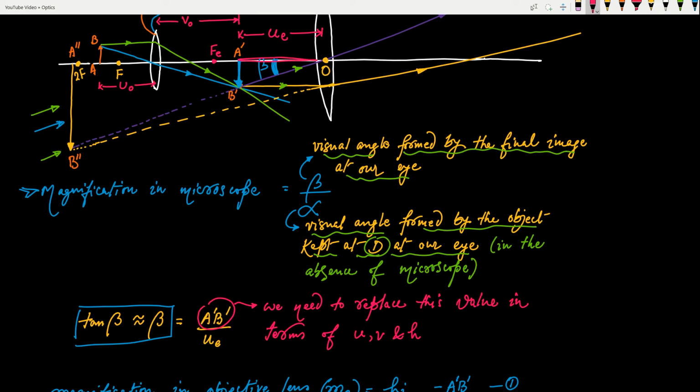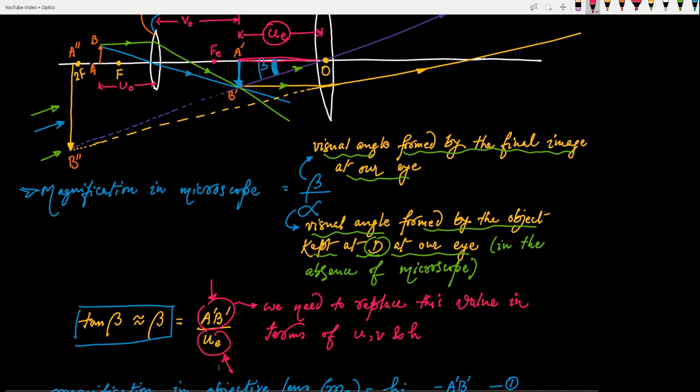Okay, if you look carefully, then we can see that A dash B dash is actually the virtual object for the eyepiece. Therefore, you can say that A dash B dash, since it is the object for the eyepiece, this distance can be termed as object distance for eyepiece. So that will act as a base. Therefore, A dash B dash is the perpendicular and UE is the base.